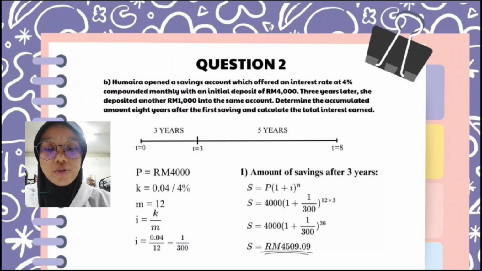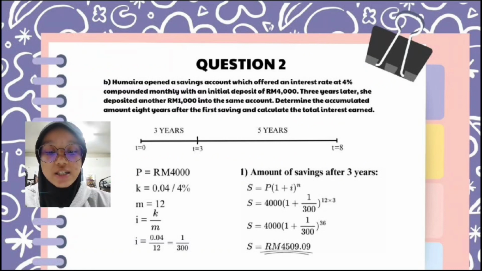Now we will start to calculate. First, we need to calculate the amount after 3 years. P is 4,000 ringgit, which is the initial deposit from the question. To get i, we will need to do a small calculation, which is k over m. k is the interest rate, which is 0.04 or 4%. And m is the number of interest periods calculated in a year, which is 12, as mentioned in the question. The interest rate is compounded monthly.